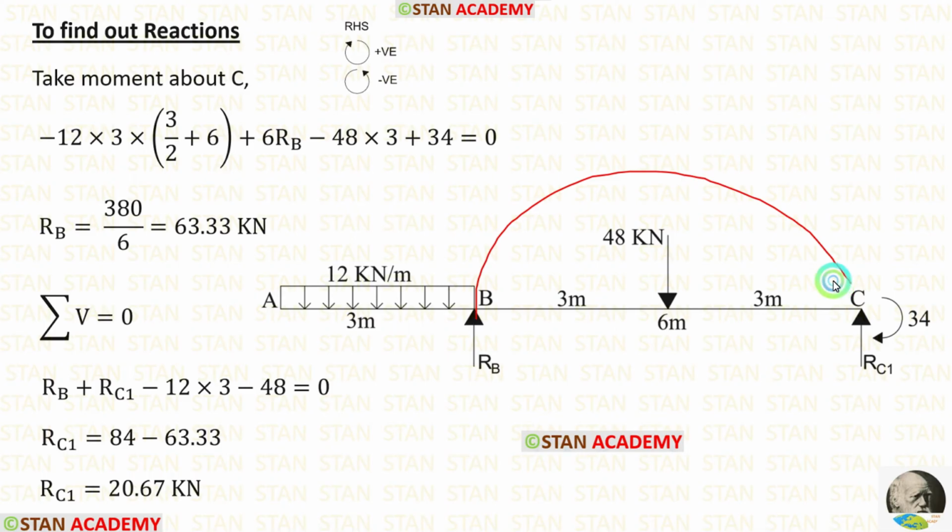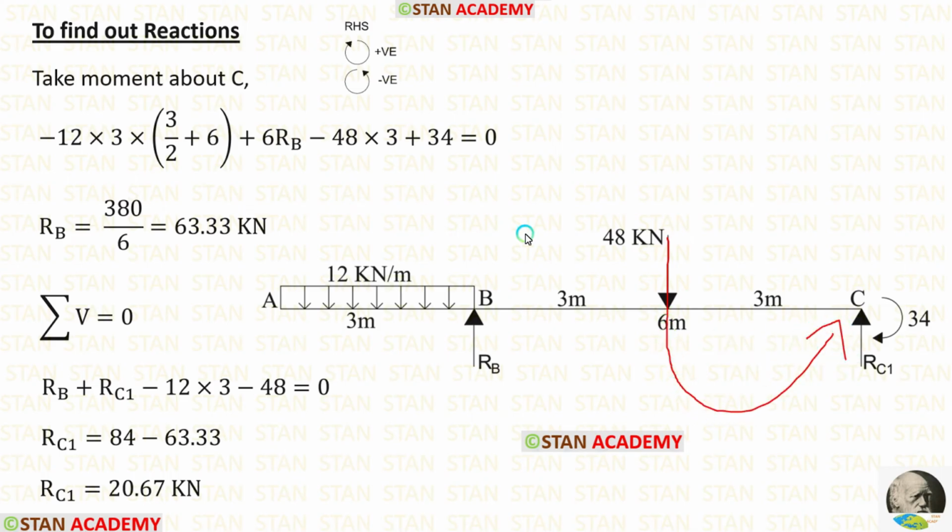RB is acting towards the point C in the clockwise direction. So it will be positive and the distance is 6. So 6 RB. The point load 48 kN is acting towards the point C in the anti-clockwise direction. So it will be negative and the distance is 3. Then we have a moment. This moment is acting in the clockwise direction. So it will be positive.